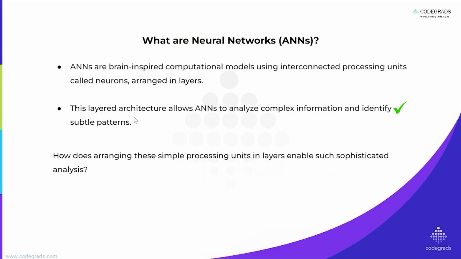Now, this layered architecture allows the ANN to analyze complex information and identify subtle patterns. This ANN architecture is generally used to analyze complex tasks, and it identifies very minute changes or minute details in the structure or in the data. Now, how does arranging these simple processing units in layers enable such sophisticated analysis? So, the question is for you guys.